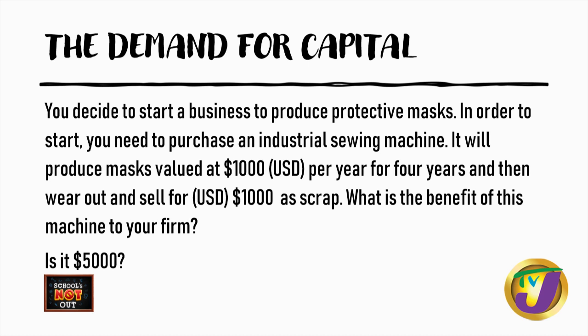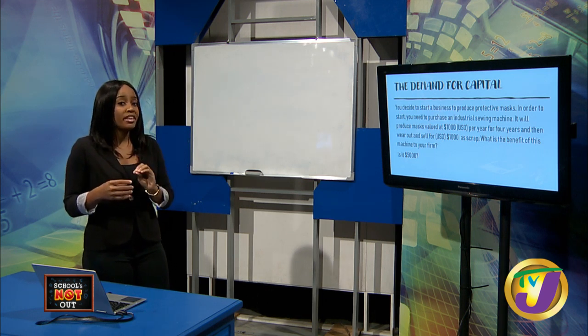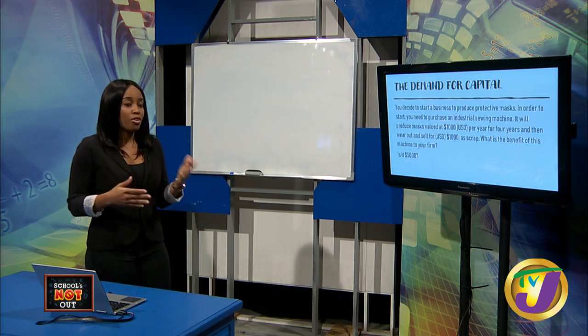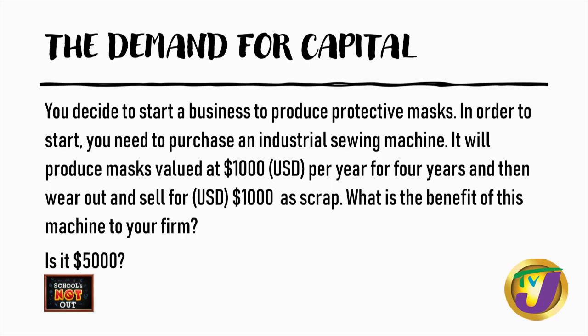It will produce masks valued at $1,000, so you're going to have to purchase the machine. Based on what the machine will produce, you will earn $1,000 per year. That's the value of the masks that it will produce for 4 years. Then the machine will eventually wear out and you will be able to sell what's left of it for $1,000. So that's $1,000 for 4 years, $1,000 in each year, and then the machine will have a scrap value of $1,000. Now, what is the benefit of this machine to your firm?